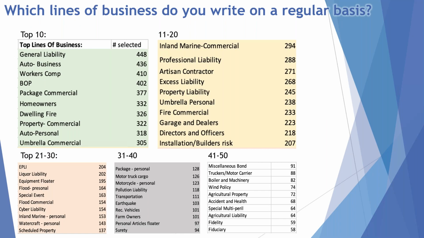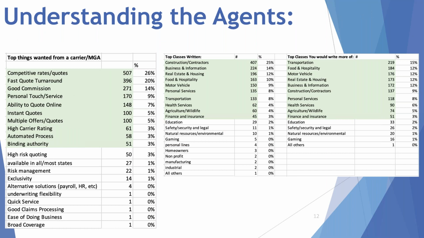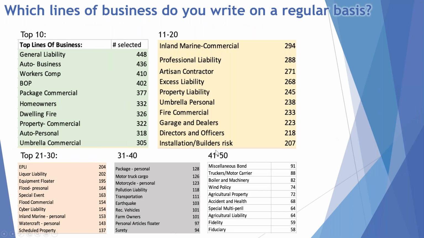Which lines of business do you write on a regular basis? Now, the interesting thing about this, and not to make anybody dizzy, but let's hop back real quick. If you notice, things wanted from an MGA carrier, the top 10, very high hit ratio here, and then after that, it drops off pretty quickly. Same thing with classes of business. Pretty consistently there's a top 10, and then there's a drop off. But right away with the lines of business, it's amazing how broad a spectrum agents interact with different lines.